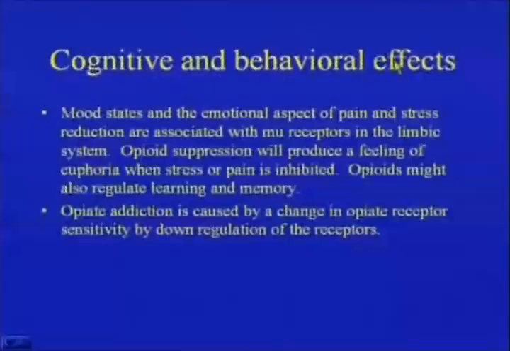There are cognitive and behavioral effects, so the mood states and the emotional aspect of pain and stress reduction are associated with mu receptors in the limbic system. The opioid suppression will produce a feeling of euphoria when stress or pain is inhibited. So the opioids might also regulate learning and memory.